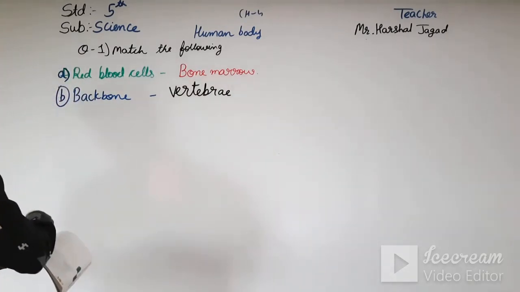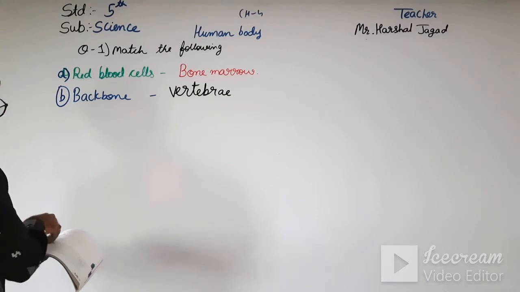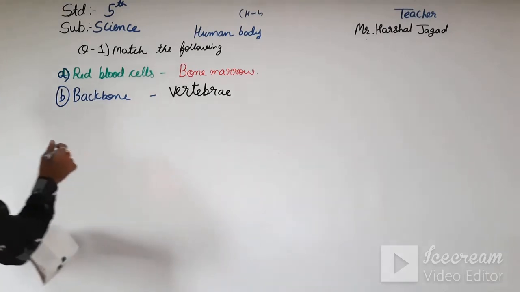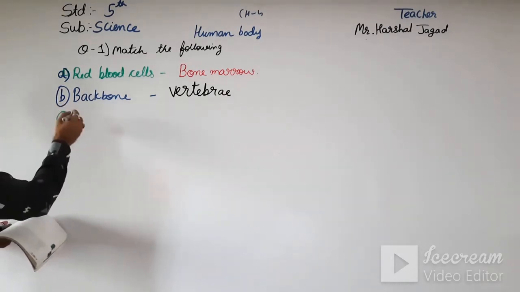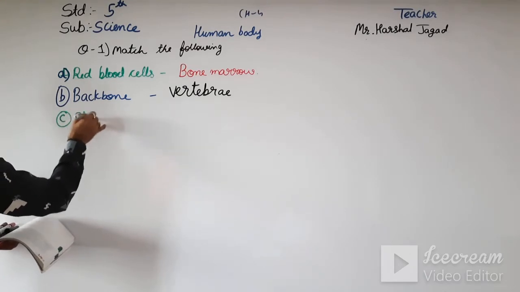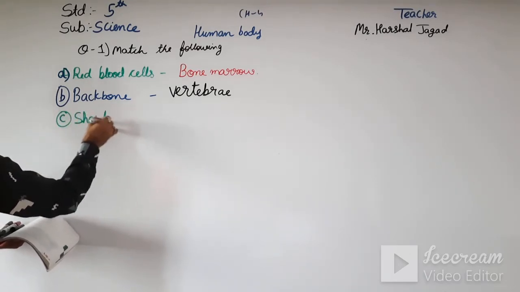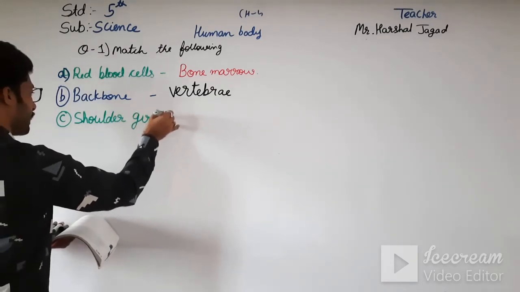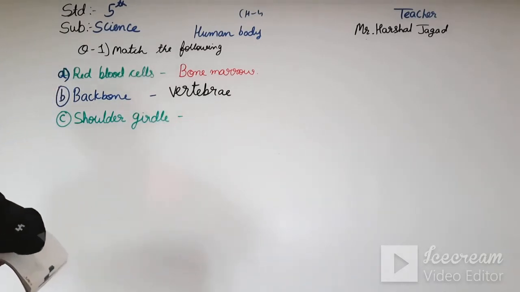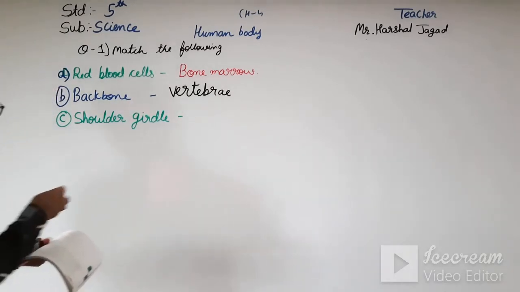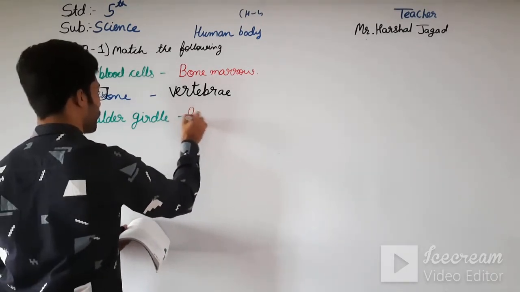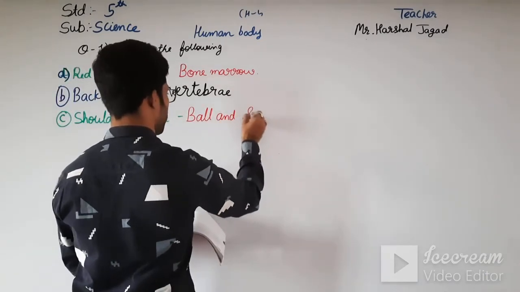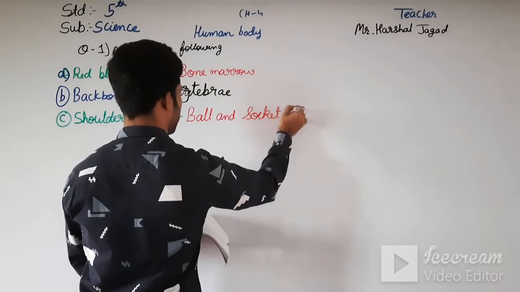And the next one, that is shoulder girdle. C, that is shoulder girdle. So in that the answer will be ball and socket joint.